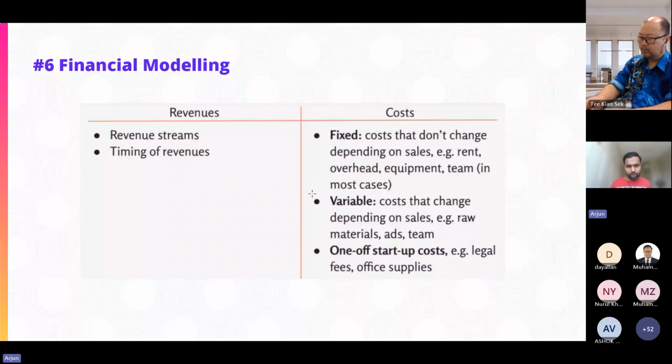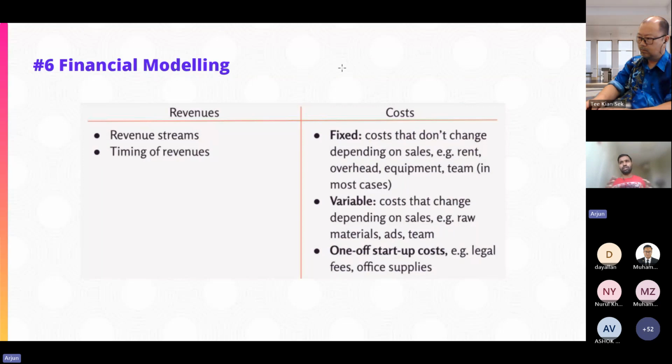So again, coming back to revenue and cost. There are many costs that you will incur when you are running the startup. They are termed as fixed cost, variable cost, and one-off cost. Fixed costs are costs that do not change much. If you are renting an office space, every month you will pay $500, something like that. Every month you will pay your team this much salary. So it is mostly fixed.